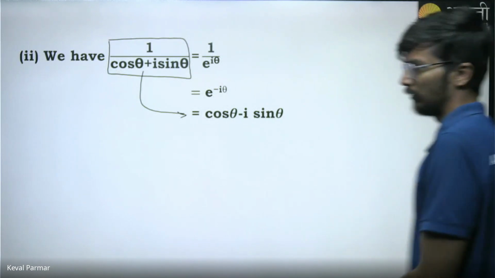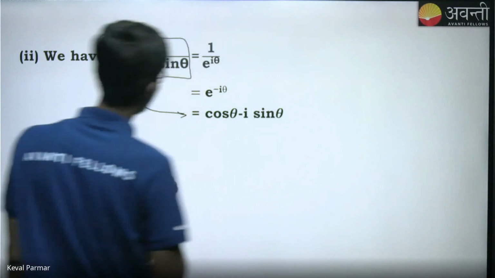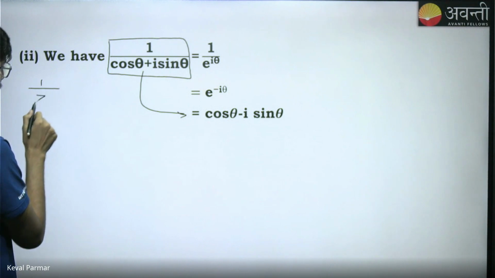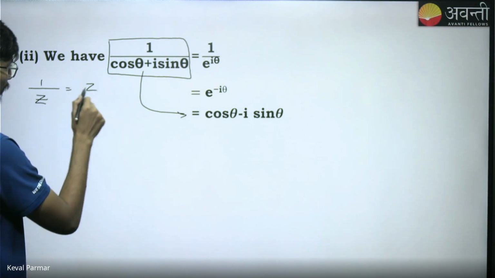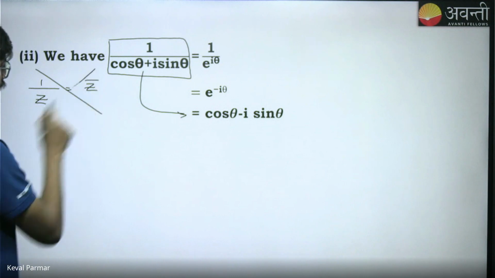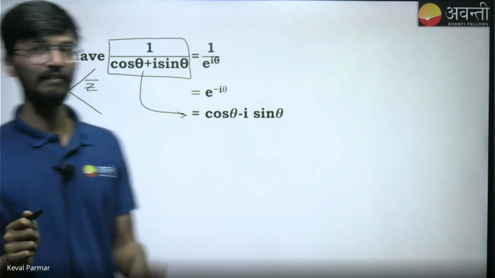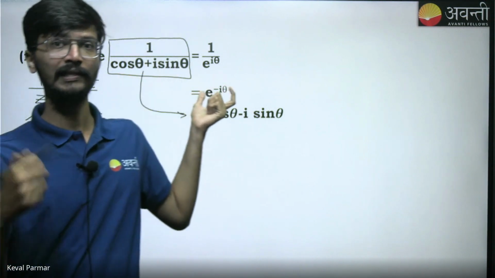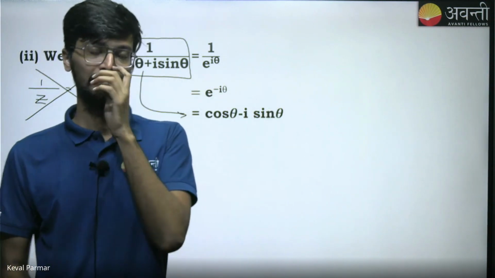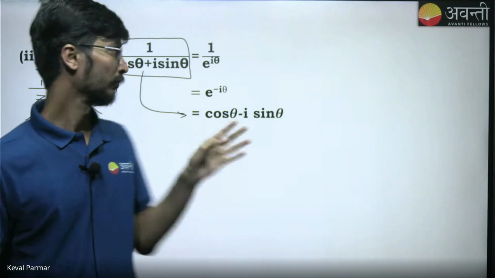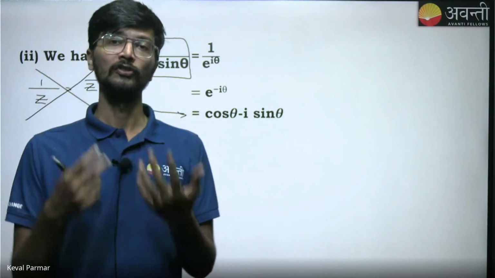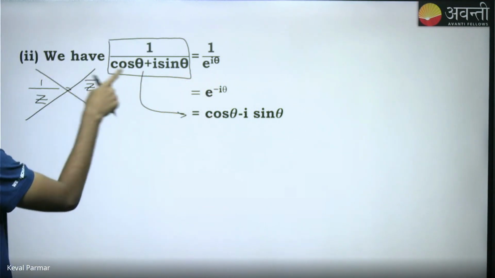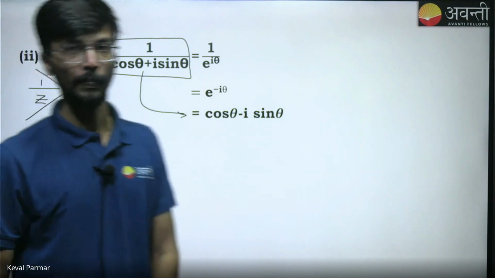Please, here there is a small confusion for you guys. Many of the times, people say that this property means 1 upon z is basically z bar. No, guys, this is not true, because in z we have the modulus as well. This is only the theta part, that is cos theta plus i sine theta. It is not modulus of z, r, into cos theta plus i sine theta. So I hope it is clear here. Please don't understand that this equals this, because your mod r is not involved.